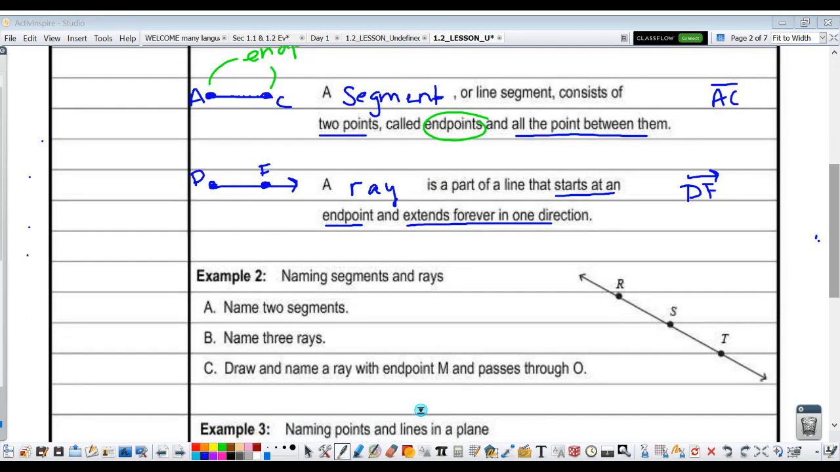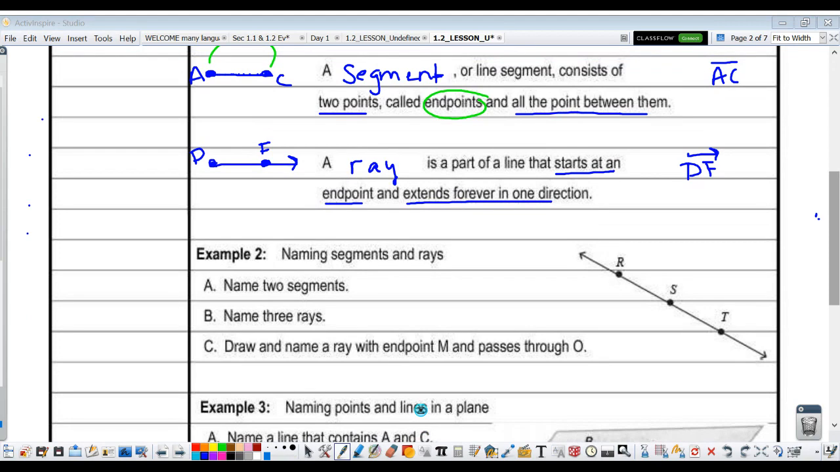Let's practice. Example 2, naming segments and rays. Name 2 segments. Okay, so a segment doesn't go through a point, so I could say segment RS, segment ST, or TS, or I could say segment RT. Notice that there's 3 segments that I can name. And it doesn't matter, just pick, we just need 2. And let's see, I'm going to start at T, end at R. There we go.